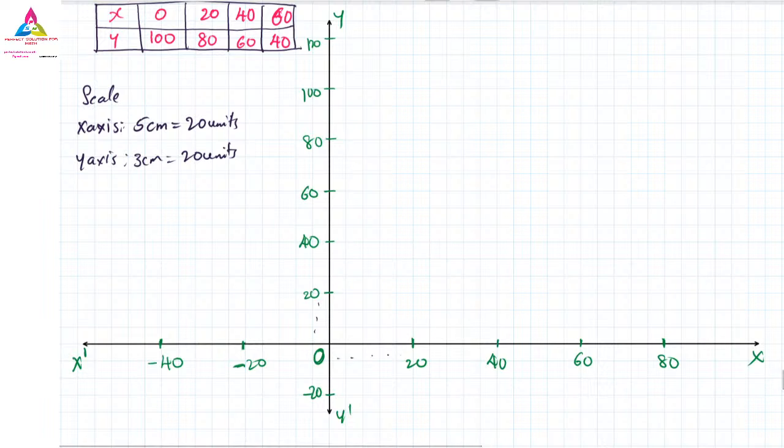So when the x is 0, y is 100. So x is 0 and y is 100, so it will come here. The first point will be here. When x is 0, the y is 100, so directly it went up. Second one, when x is 20, then the y value is 80, so x is 20 and y is 80, it will come here. So next value again, x is 40 and y is 60, so it will come here. So next value again, 60 is x, y value is 40, so 60 and 40 it will come here.